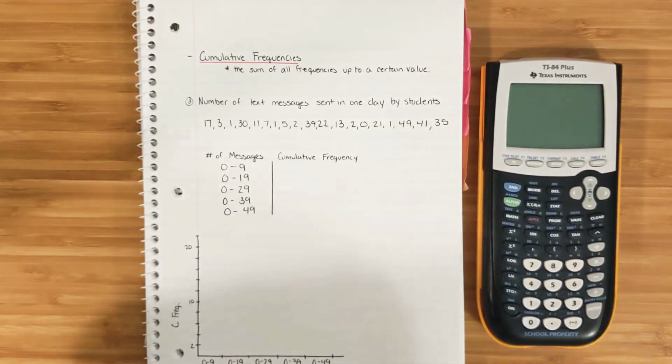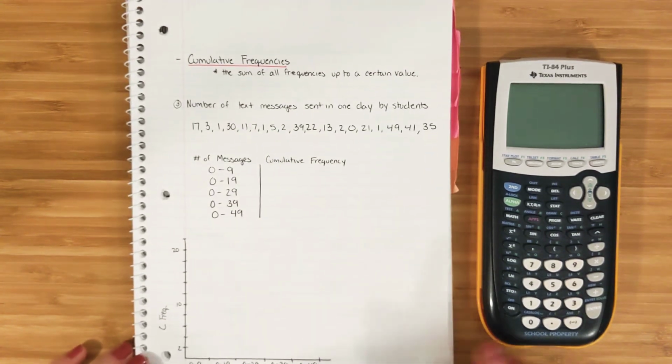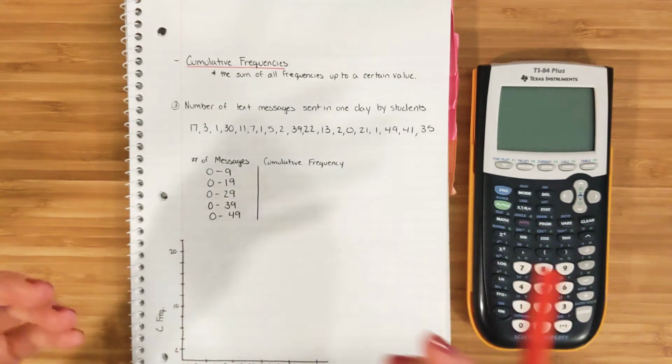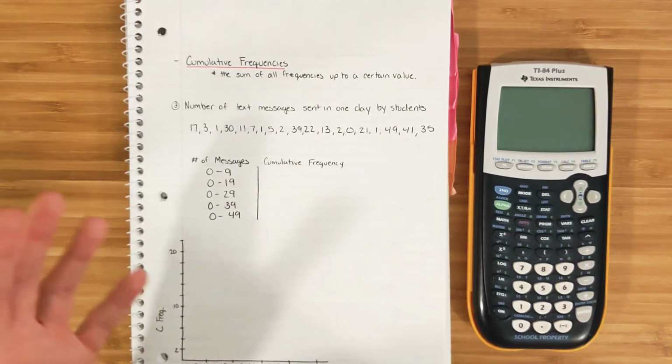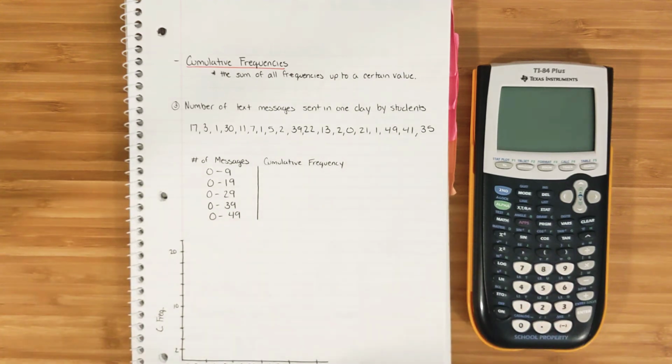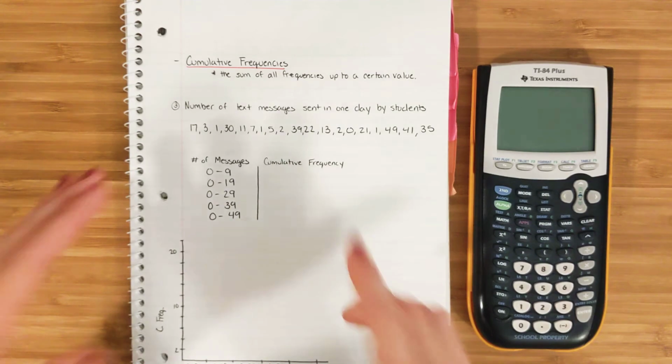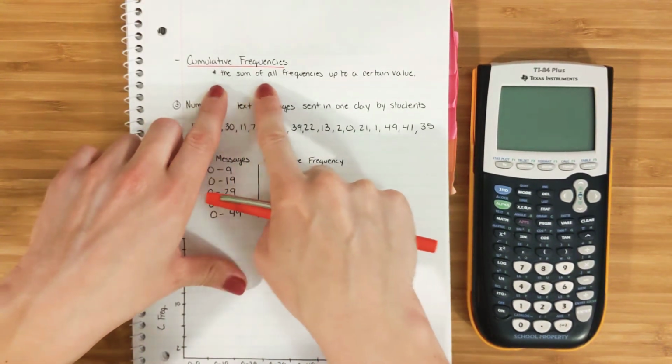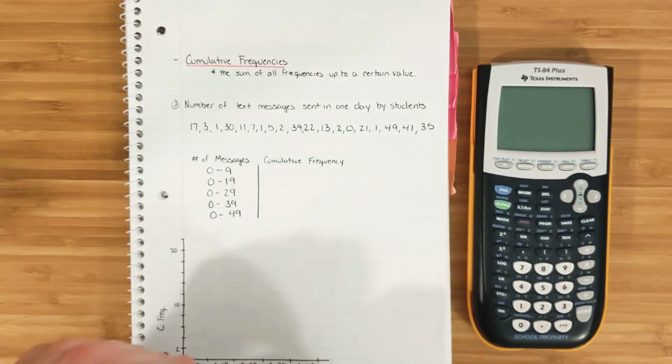The last thing that I want to quickly go through, doesn't come up as often, but I want you guys to have a heads up for it in case it does, is cumulative frequency. And just like if I gave you a cumulative exam at the end of the year, it would include everything we learned up to that point. So a cumulative frequency is the sum of all frequencies up to a certain value.